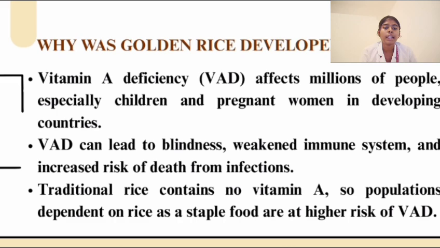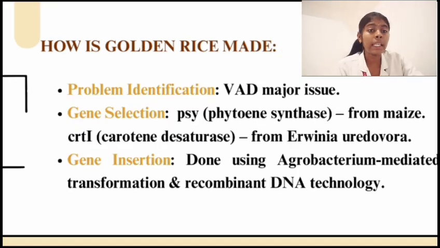The lack of vitamin A can cause blindness and even increase the risk of death, especially in children and pregnant women. To address these issues, scientists engineered rice to produce beta carotene, which is the source of vitamin A. It gives the rice its golden color and helps fight vitamin A deficiency. Next, we will discuss how golden rice is made.